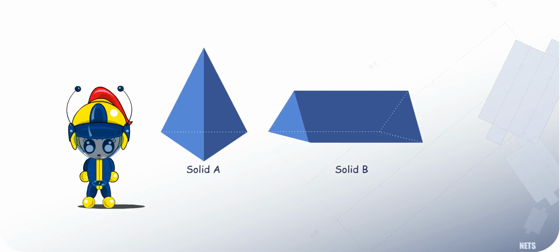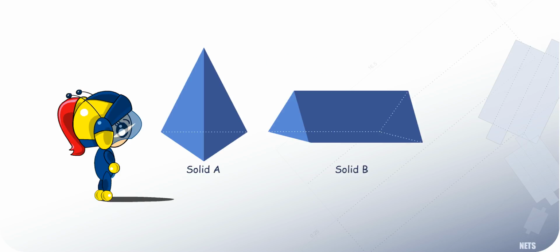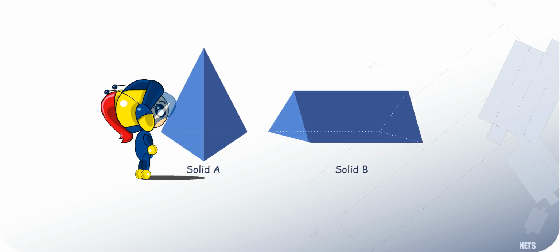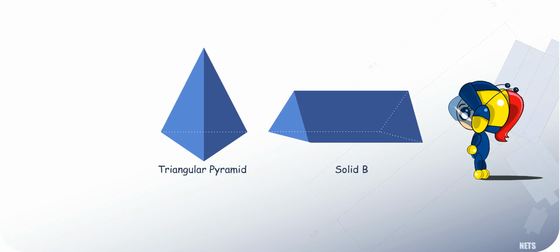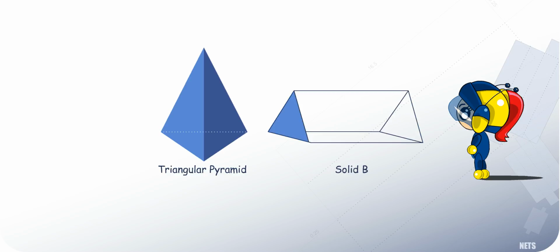Can you identify these 2 solids? Well, let me take a closer look. Solid A has 4 triangles standing up to meet a point. It is a triangular pyramid. As for solid B, it has 2 flat ends which are triangles. One triangle is on the left and the other one is on the right.